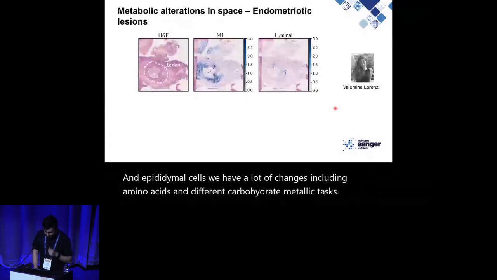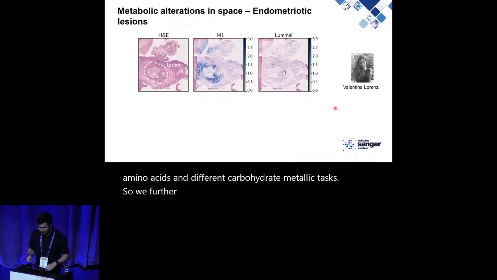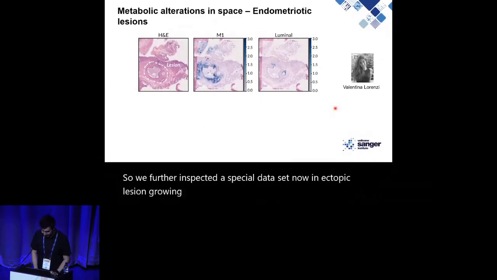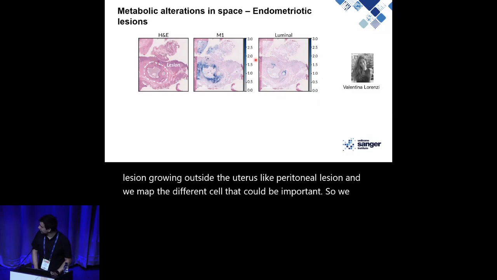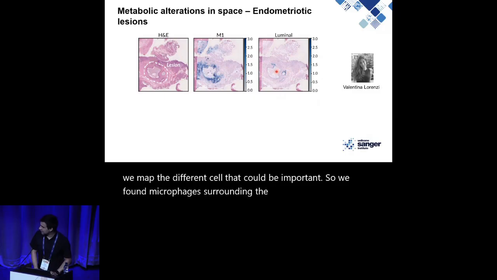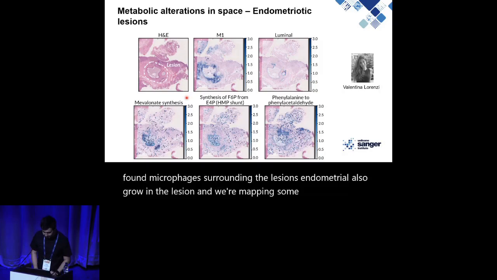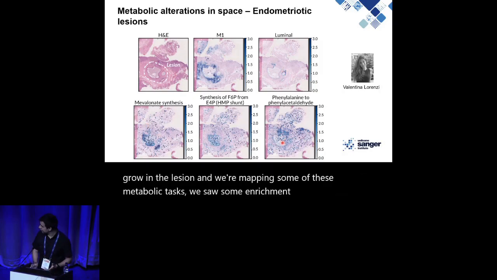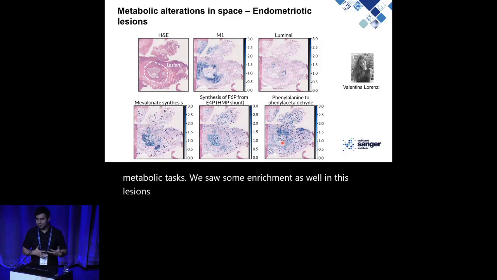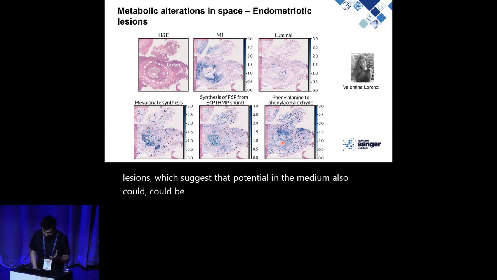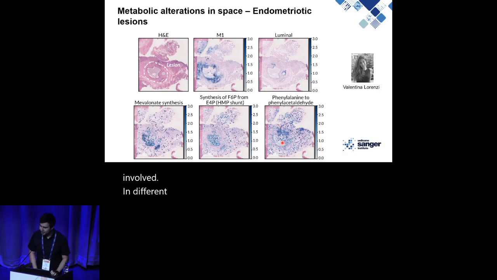So we further inspected a spatial dataset, now in an ectopic lesion growing outside the uterus, like in the peritoneal lesion. And we mapped the different cells that could be important. So we found macrophages surrounding the lesions, and endometrial epithelial cells also growing in the lesion. And when mapping some of these metabolic tasks, we saw some enrichment as well in these lesions, which suggests that metabolic potential in the endometrium could also be involved in different lesions and in the development of endometriosis.